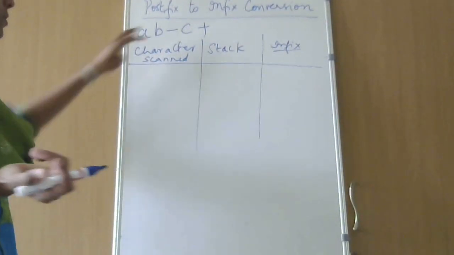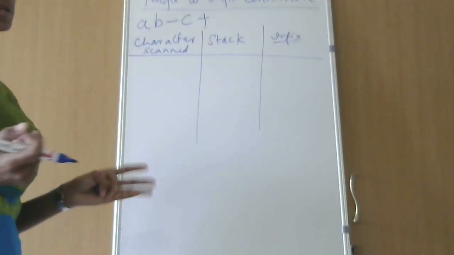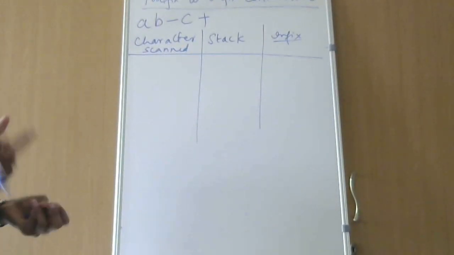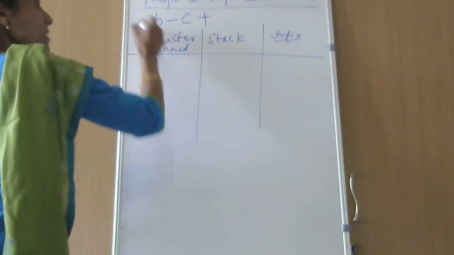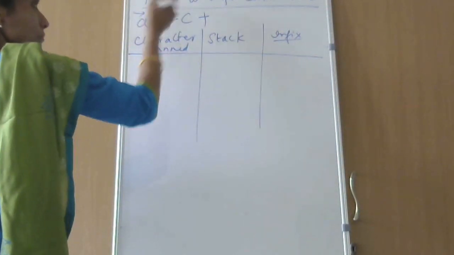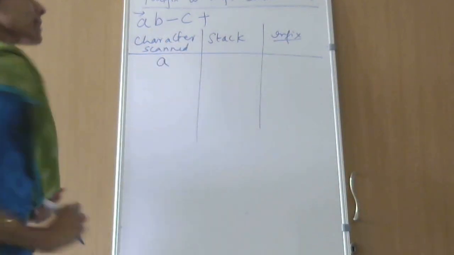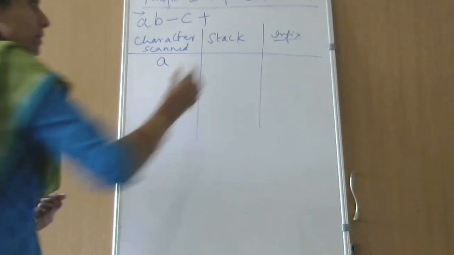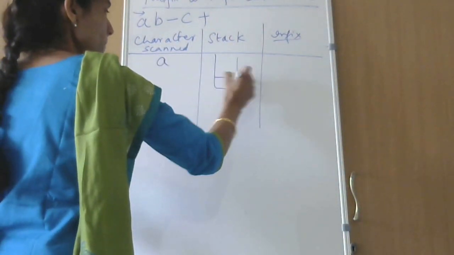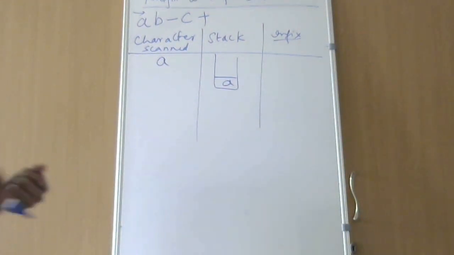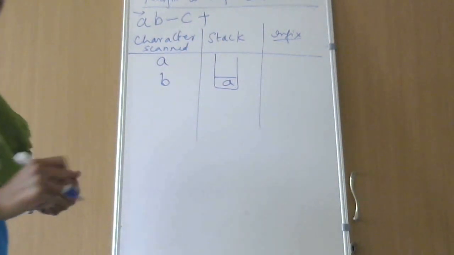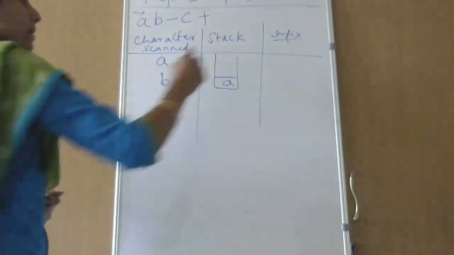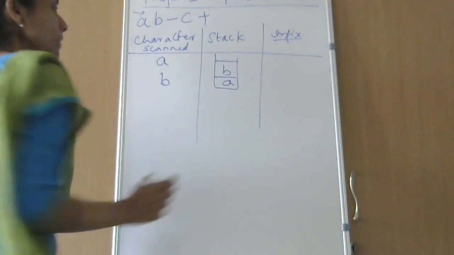Then we arrive at an answer. Here it is not possible because we are taking all these alphabets. It is an expression in terms of alphabets. That's all. Okay, let me start. I said we start scanning from left to right. The first character is A. A is an operand, so I'll push it onto the stack. The next character is B. B is also an operand, so I'll push that also onto the stack.